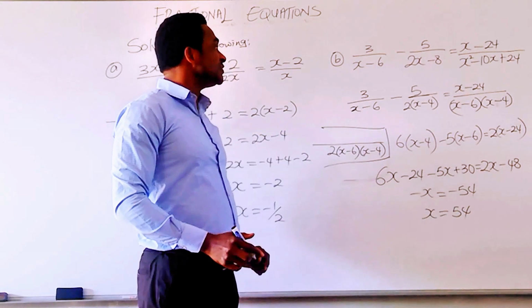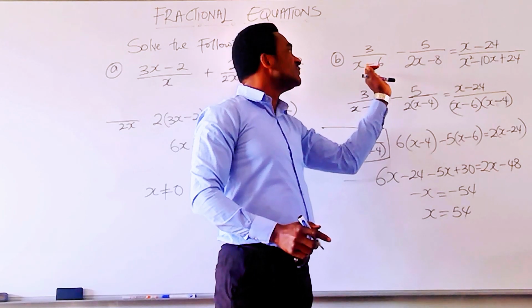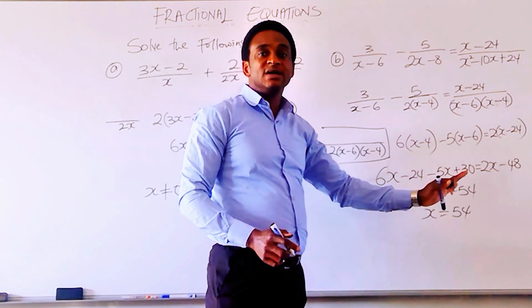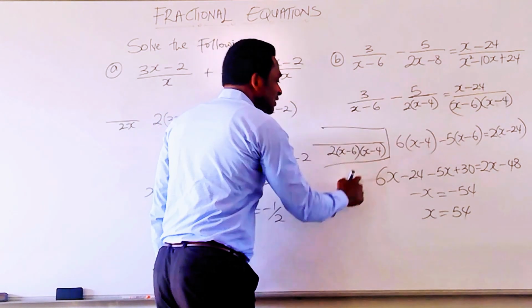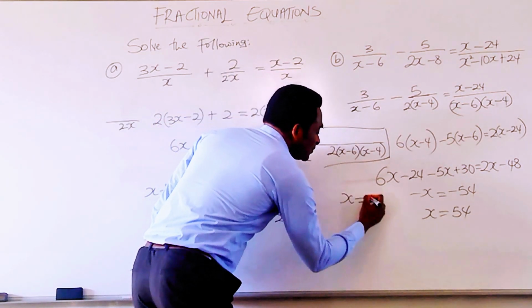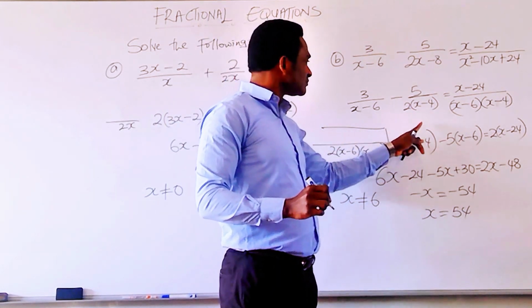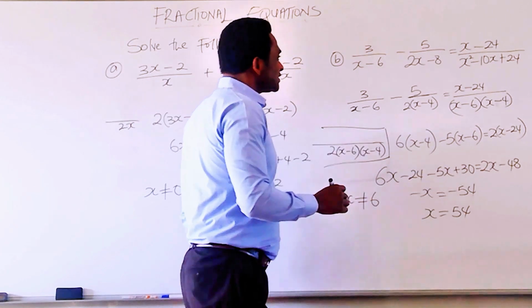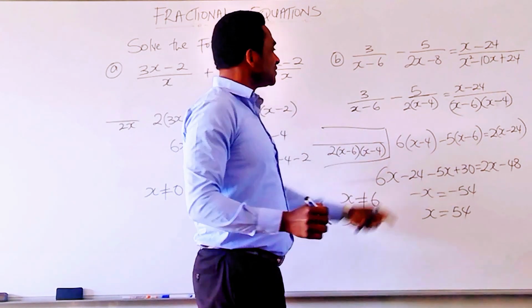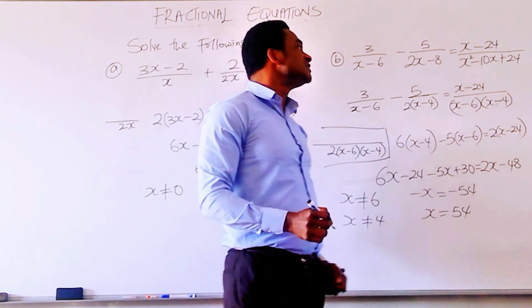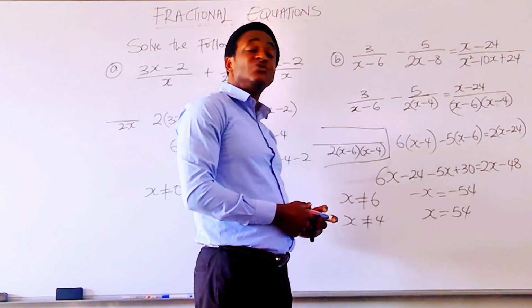Now let's work on the restrictions. For this expression to be valid, remember, anything divided by 0 is undefined. So we have to place our restrictions as well. So the first restriction is that x cannot be equal to 6. Let's look at the second restriction. x cannot be equal to 4. And the last restriction, that does it. x cannot be 6, x cannot be equal to 4.